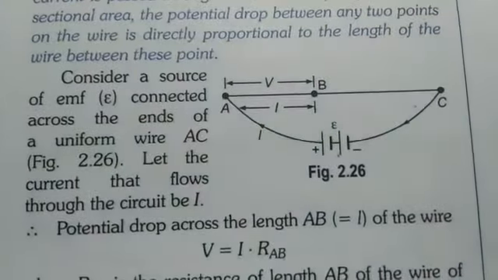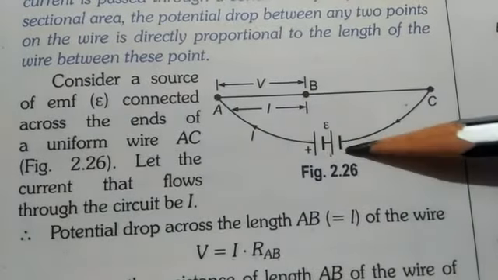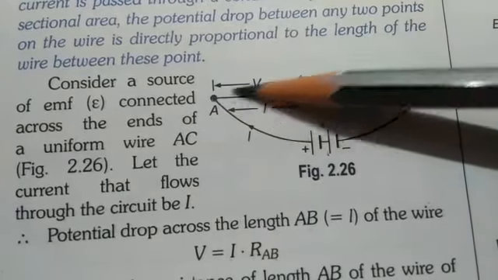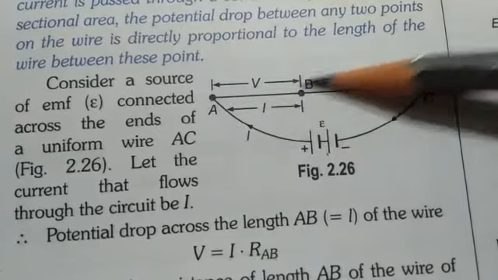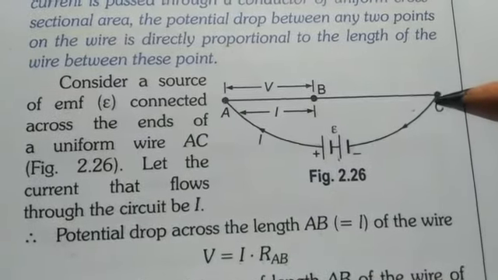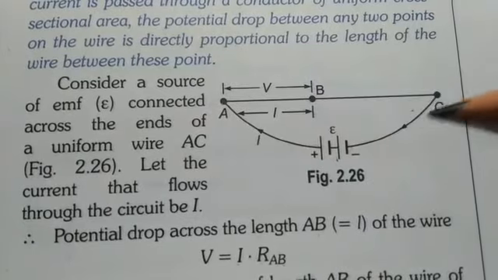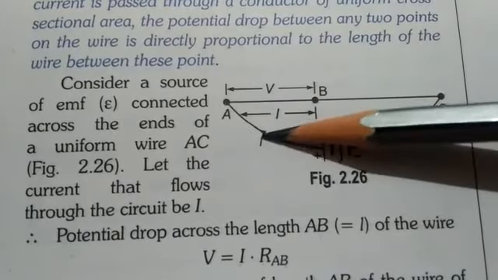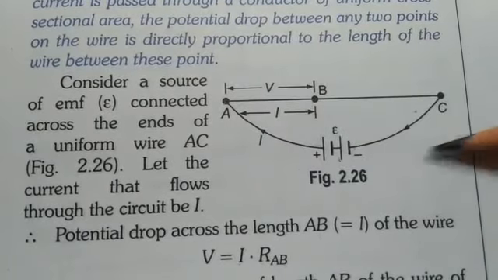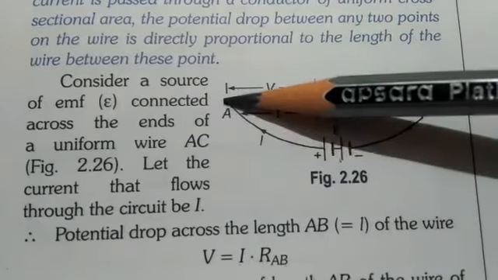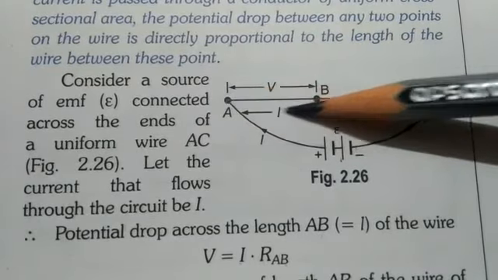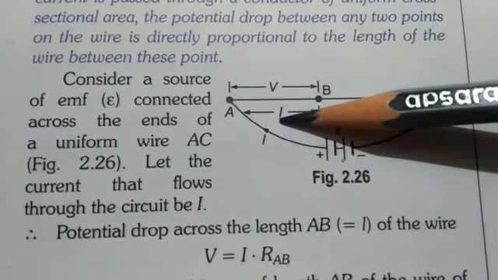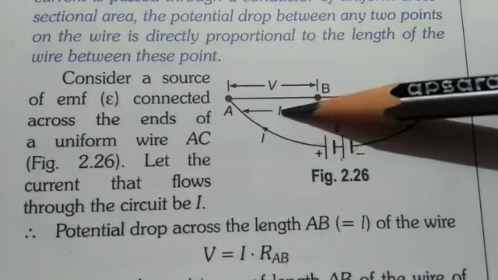To prove the principle, let's consider a source of EMF. This one, E, is connected across the ends of a uniform wire AC. Here is A, here is C. This is one uniform wire. Uniform wire means its cross sectional area is same from A to C. Okay. Let the current that flows through the circuit be I. So this is current I which is flowing in the circuit. And here we will see that in the length AB, this much length L, what is the amount of potential drop? Okay, this is L and this is I.